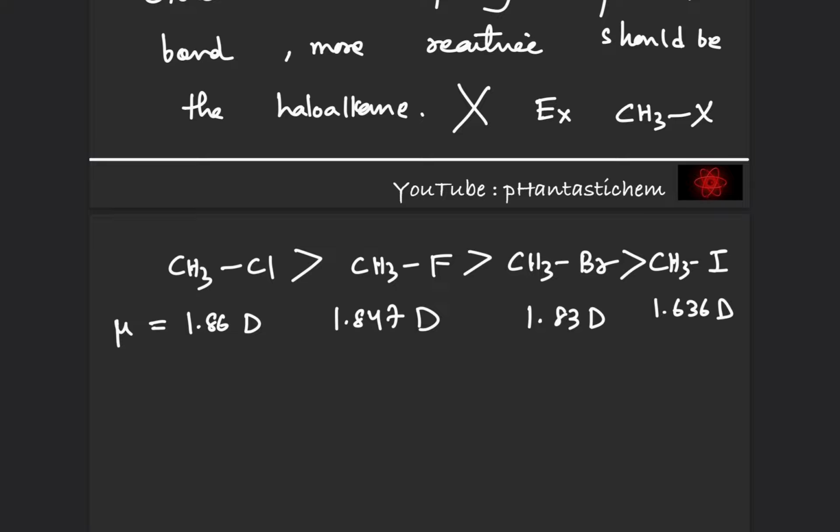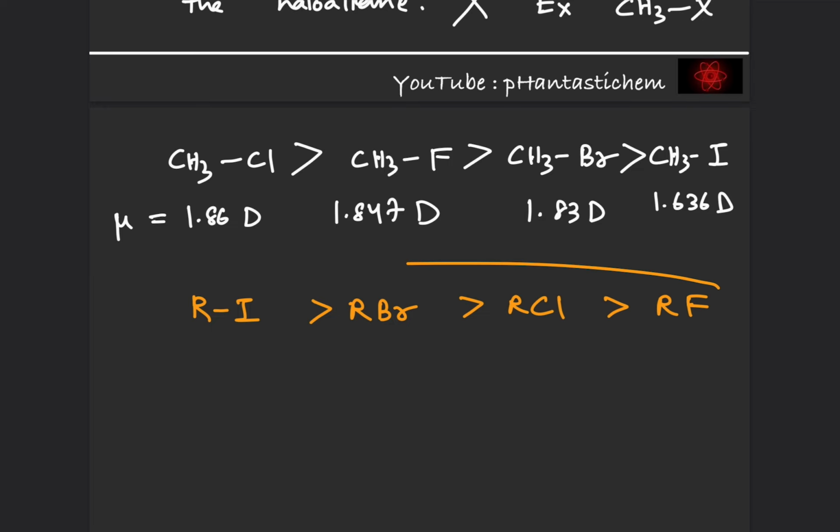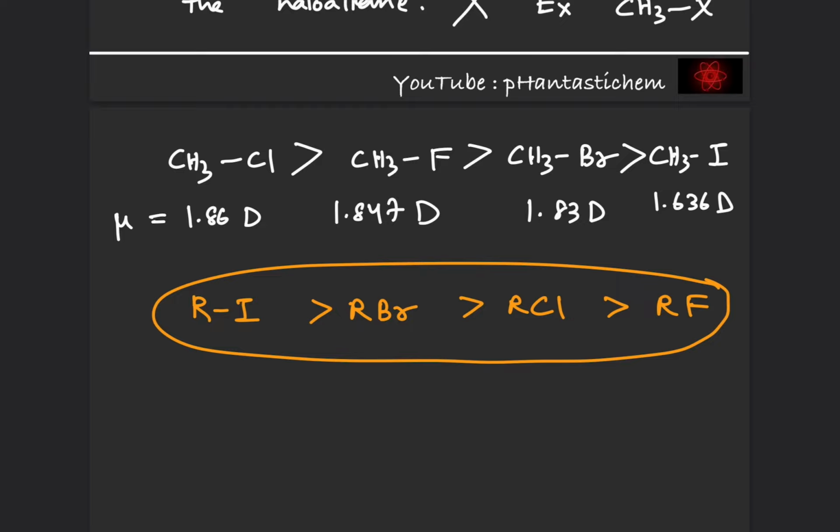So therefore this should be the reactivity order. That is not correct. This logic is not correct. But the actual order of reactivity is RI, RBr, RCl, and RF. This is the actual order of reactivity towards nucleophilic substitution reactions.